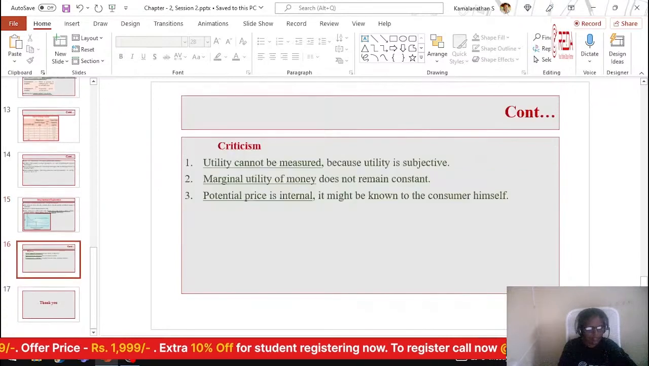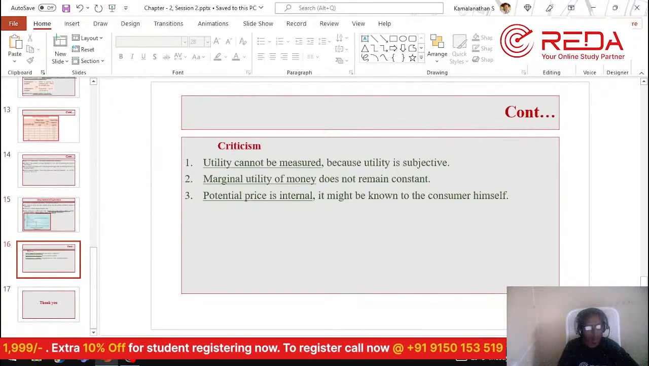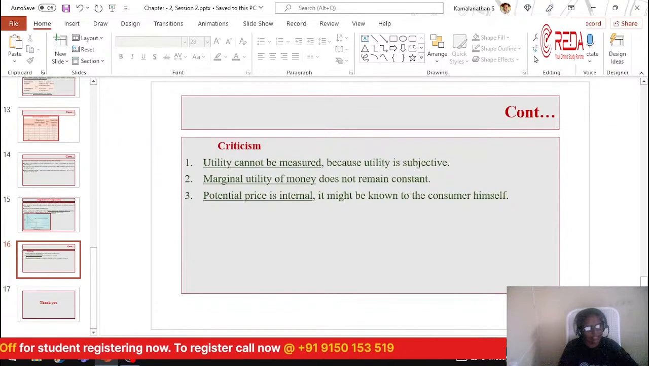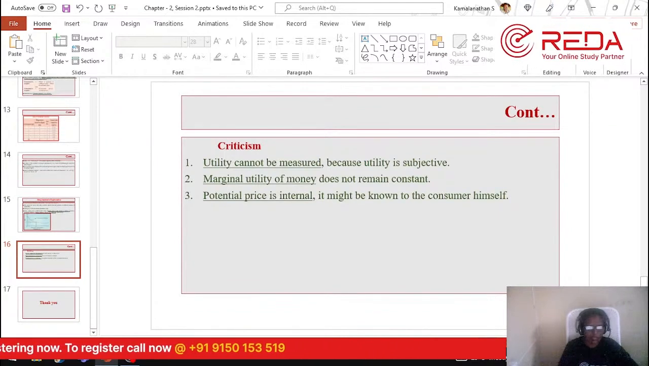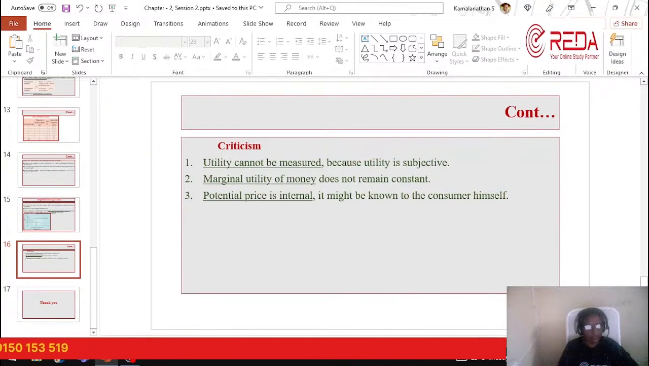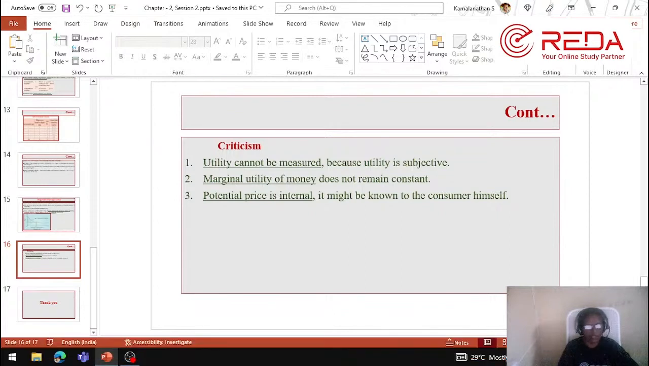These are the criticisms made by other people of the consumer surplus given by Marshall. What are the criticisms? Utility cannot be measured, because it is subjective. Measurement will not be the same for all consumers in consuming all commodities. That is the main criticism given by other economists. Then the marginal utility of money does not remain constant. It keeps on changing and depends upon the consumer, so that was also criticized.